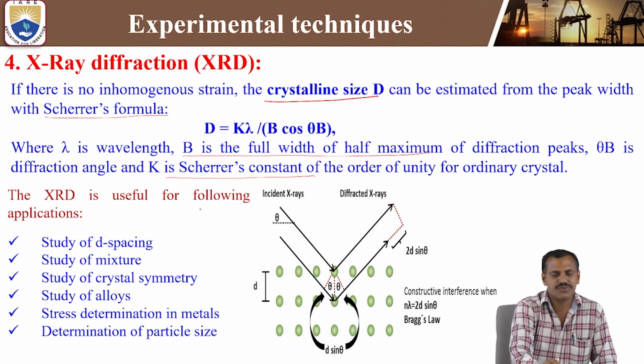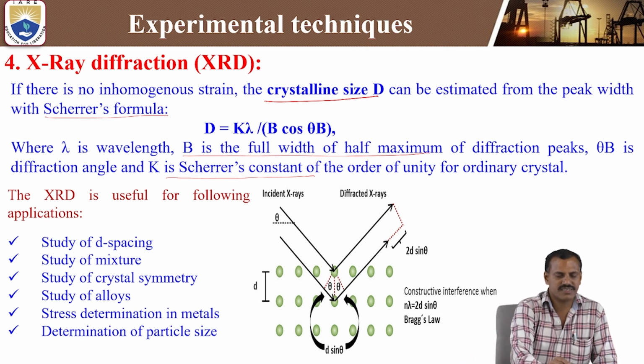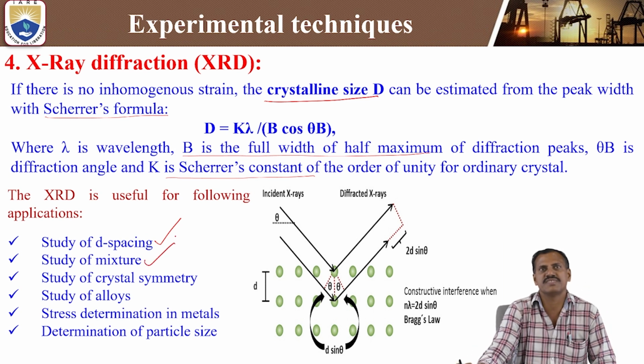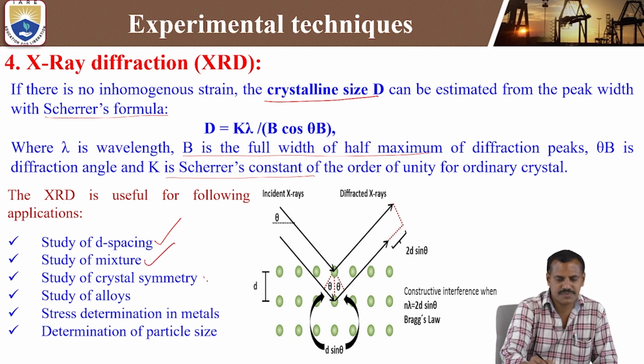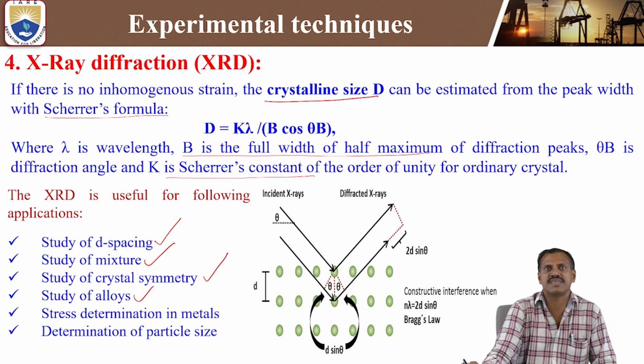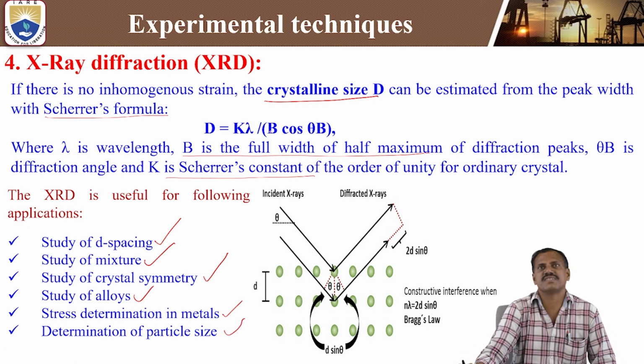So this XRD is useful for the following applications. Different kinds of applications we can use the XRD. The study of D-spacing: the interplanar distance, D-spacing, we can measure by using the XRD. Next one, study of mixtures. Different kinds of mixtures we can measure by using the XRD. Study of crystal symmetry also we can measure by using the XRD. Study of alloys also you can measure by using the XRD. Next, stress determination in metals also we can measure. And finally, determination of particle size by using the Scherrer formula. We can measure the particle size, how much the crystalline size is.